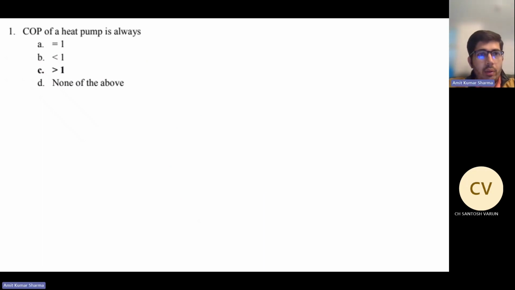Question number 1: COP of a heat pump is always equal to 1, less than 1, greater than 1, or none of the above. Take 2 minutes to answer. Try to recall the relation between the COP of heat pump and COP of the refrigerator. Maybe from that you will get the answer.